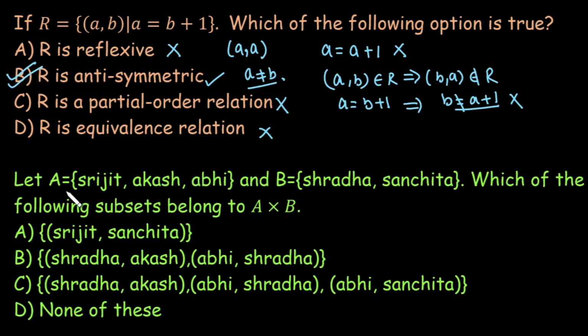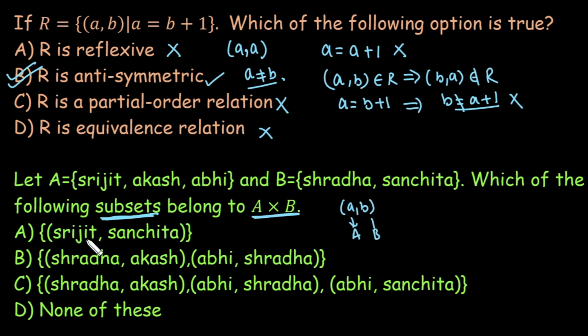Next case, if we have these elements in a set A and these elements in a set B, which one of the following is the subset of the Cartesian product? So check it. Cartesian product is defined from A to B. It means the first element will be from the set A and the second element is from the set B.